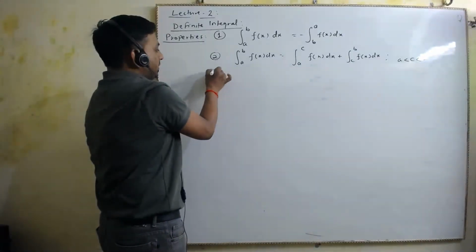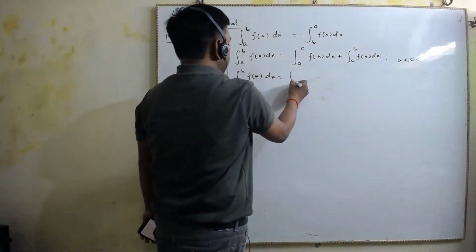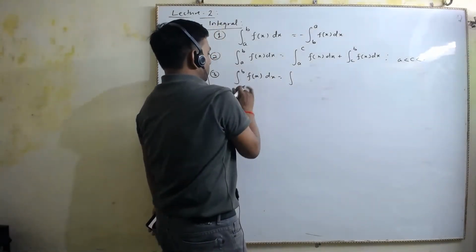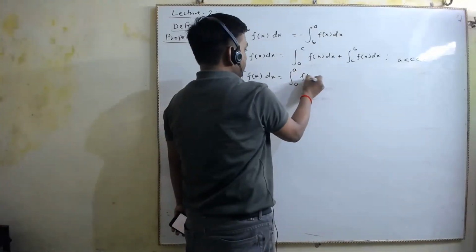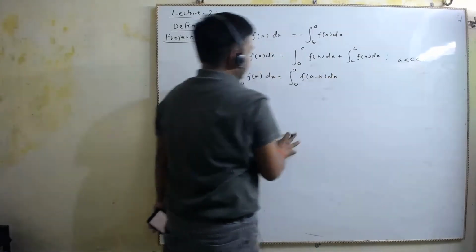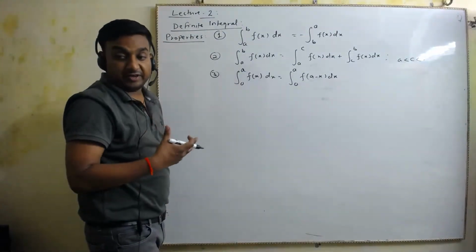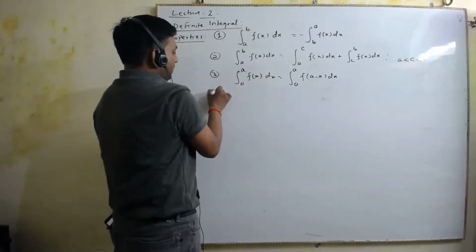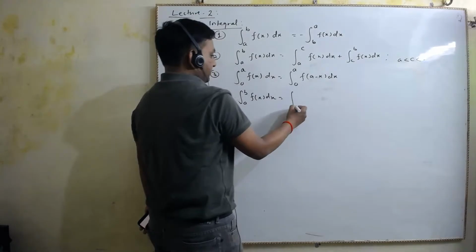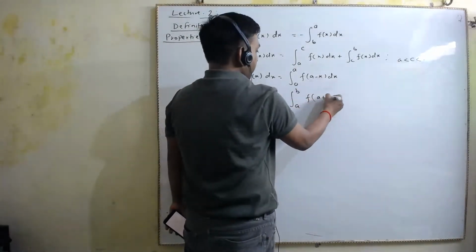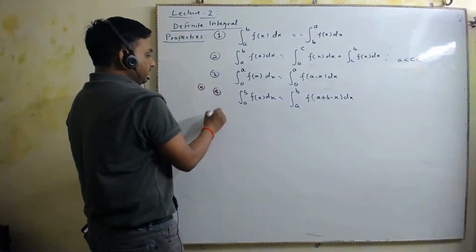Now the other property, an important one. Let's say this is the property: integral from 0 to a of f of x dx is the same as integral from 0 to a of f of a minus x dx. It means if you replace the variable by the upper limit minus that variable, the definite integral remains the same. The next property is moreover symmetric with the above one itself: integral from a to b of f of x dx equals integral from a to b of f of a plus b minus x dx. A very important property, okay?